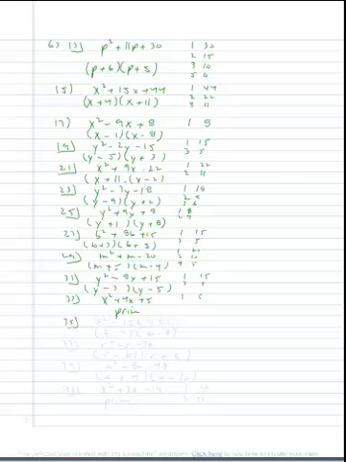35. z squared minus 15z plus 56. I need two factors of 56 that add up to 15. So you kind of go through those. 7 and 8 should come to mind. And they're both negative. So z minus 7, z minus 8.